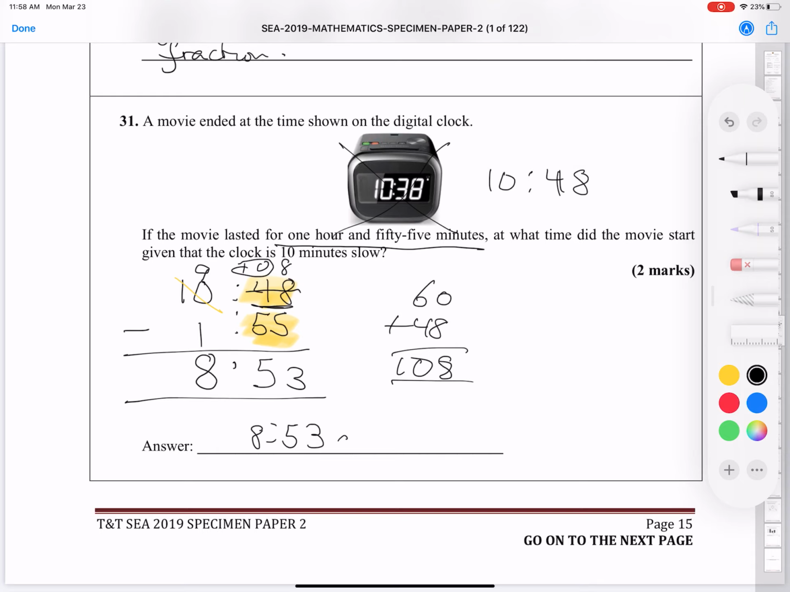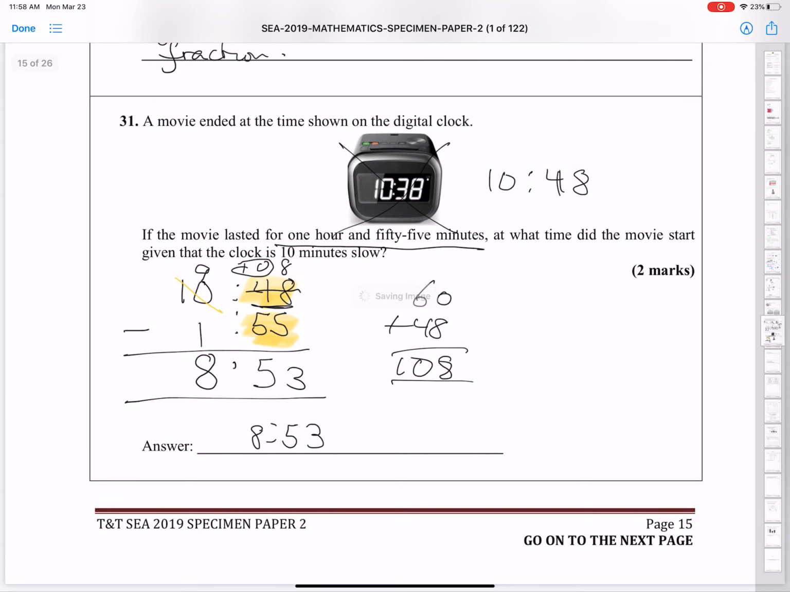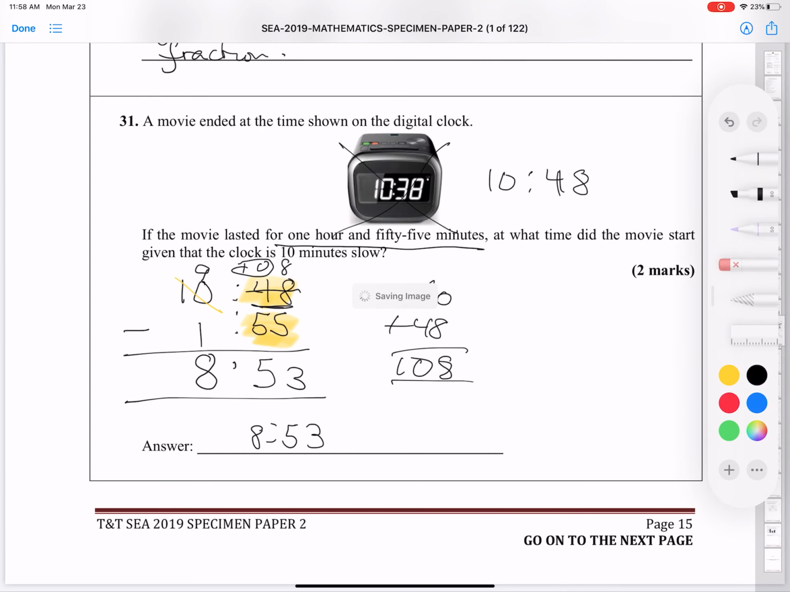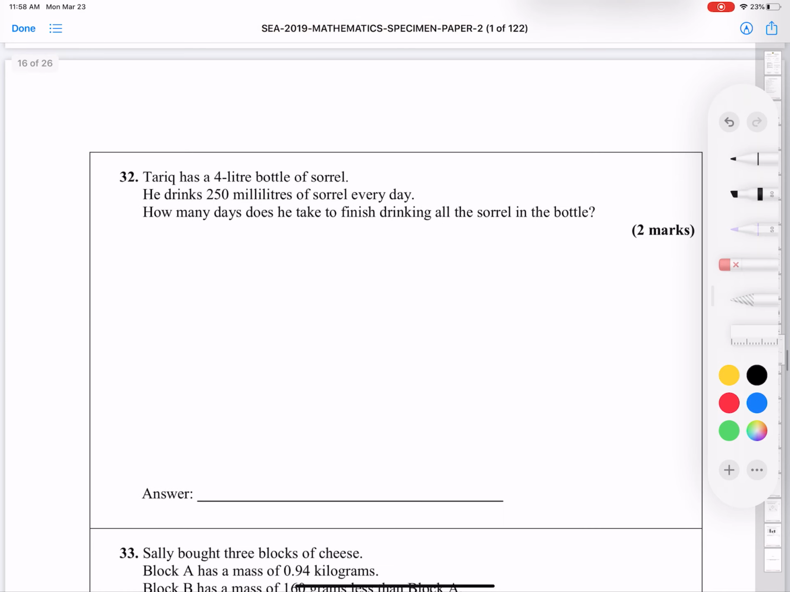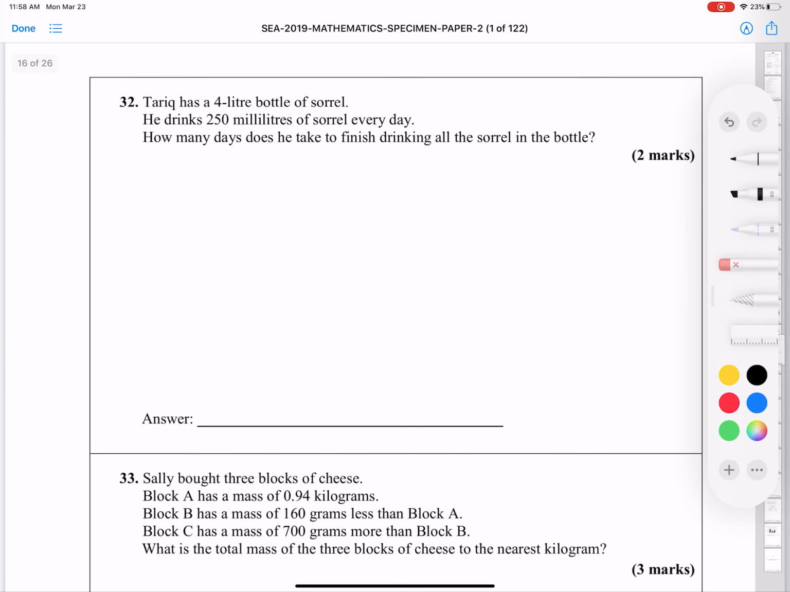1 liter equals 1,000 milliliters. So 4 liters equal 4,000 milliliters. So we're checking to see how many 250 milliliters are equivalent to 4,000 milliliters.